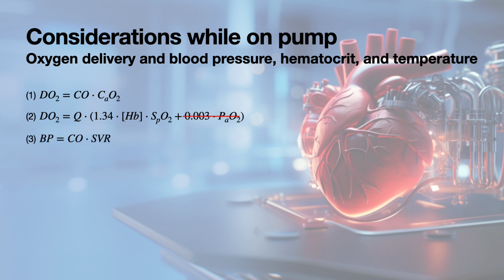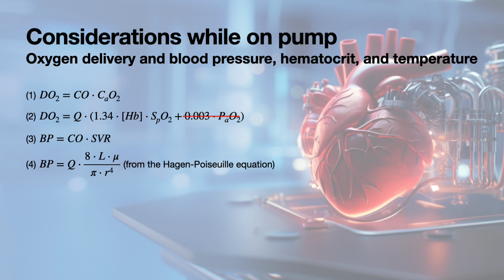In the spontaneously circulating patient, blood pressure is the product of cardiac output and systemic vascular resistance, sometimes referred to as vascular tone. This relationship is given by equation 3. Cardiac output, notice, is a common factor in both blood pressure and oxygen delivery in the spontaneously circulating patient. We worry about blood pressure in the spontaneously circulating patient because we take it as a surrogate indicator of cardiac output and therefore oxygen delivery.